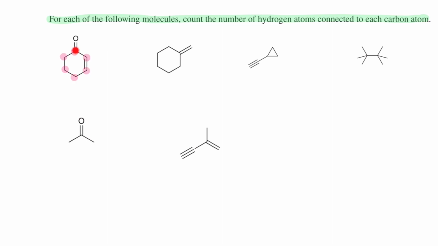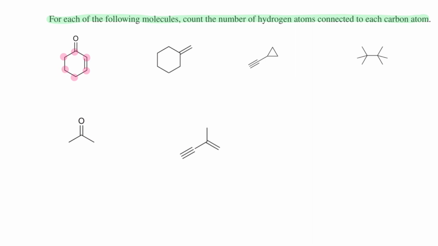Now I am starting from this carbon. 1, 2, 3, 4. Then here no hydrogen. 1, 2, 3. Therefore here 1 hydrogen. 1, 2, 3. Then here 1 hydrogen. 1, 2. Here 1 hydrogen. 2 hydrogen, because carbon valence is 4.